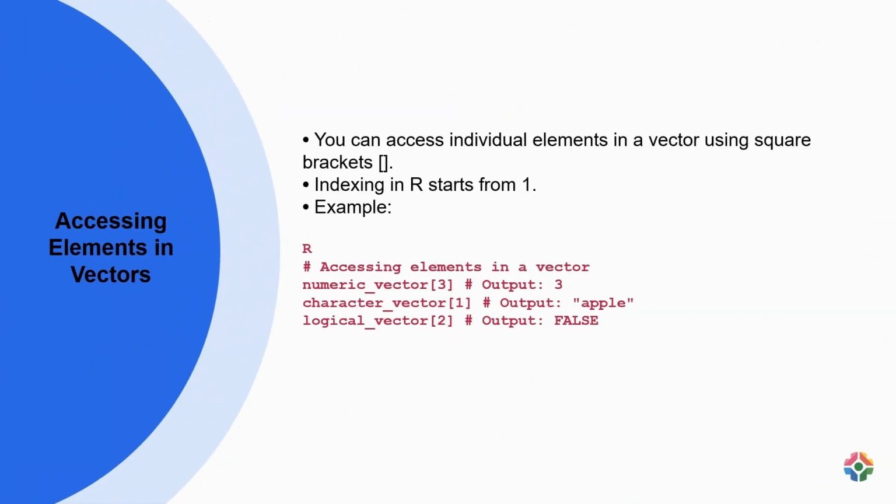In R, vectors allow for accessing individual elements by using square brackets. Notably, indexing in R begins at 1. For instance, numeric_vector[3] would output 3, character_vector[1] would provide apple, and logical_vector[2] would yield FALSE. This method is pivotal for manipulating and extracting specific data points from vector structures accurately and efficiently.